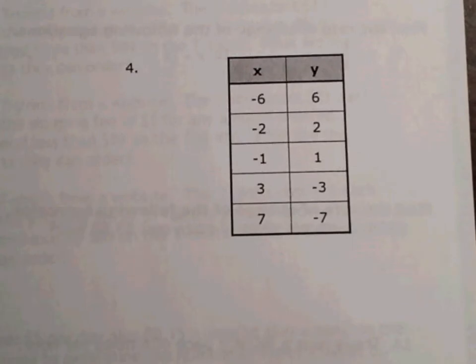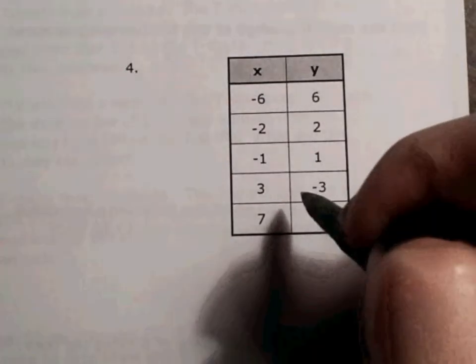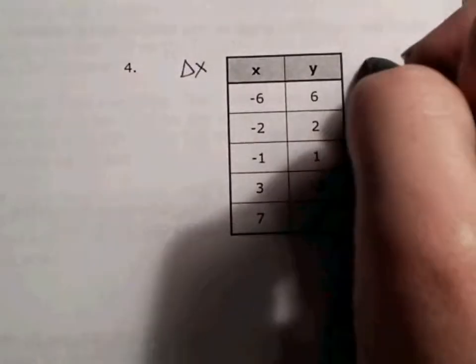So this is a table. If I want to find the rate of change for a table, I know that I have to find delta y over delta x. Delta y means the change in y, and delta x means the change in x. So first I have to go ahead and make columns next to x. So next to x, I'm going to write delta x. Next to y, I'm going to write delta y.